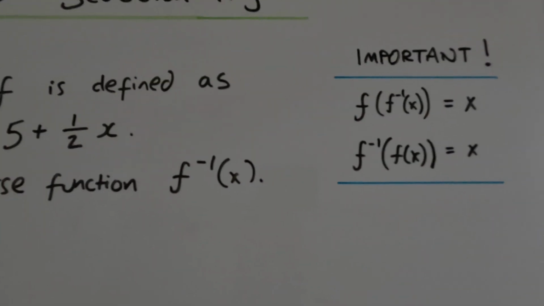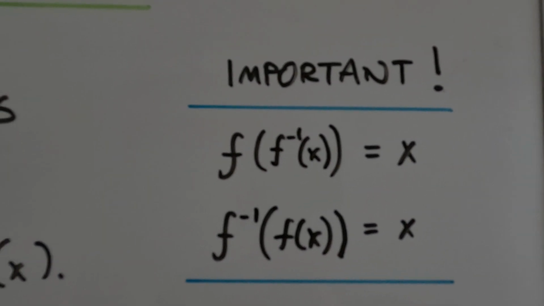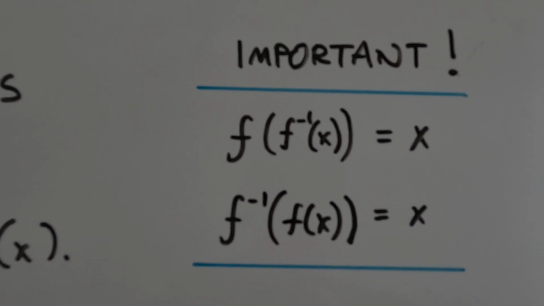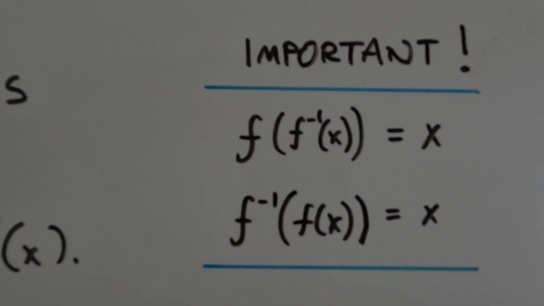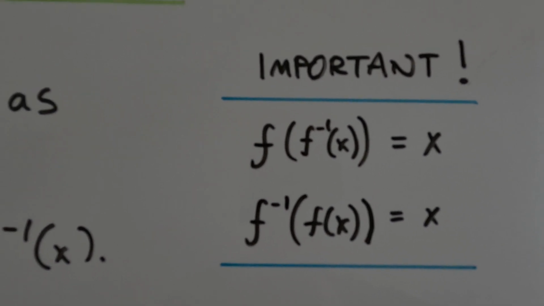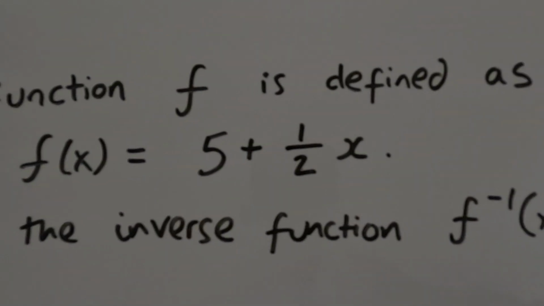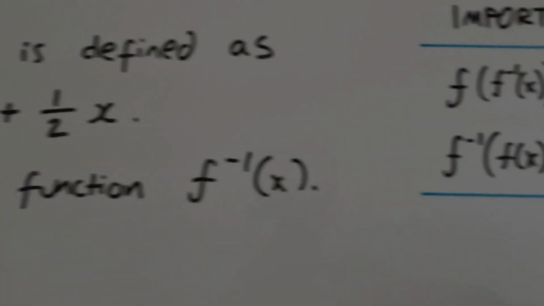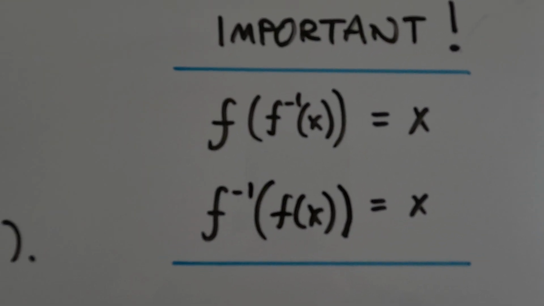A couple of useful things to know. f of f minus 1 of x is just x, and f minus 1 of f of x is x. So the order you apply it doesn't matter, and we're assuming that f is a continuous function, obviously. In this example, it is a continuous function. Normally you'll be given a continuous function in any kind of question like that. So don't worry about the continuity bit of it.